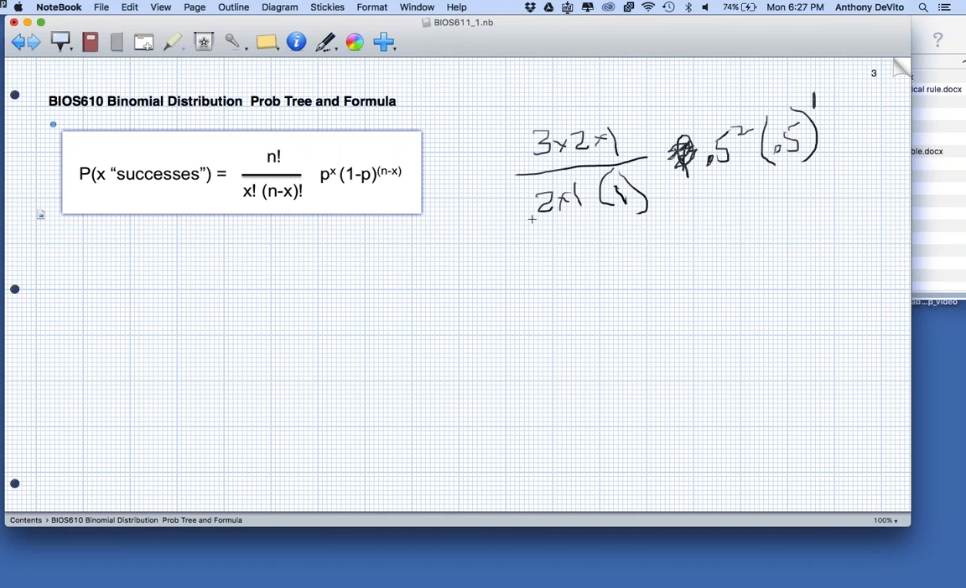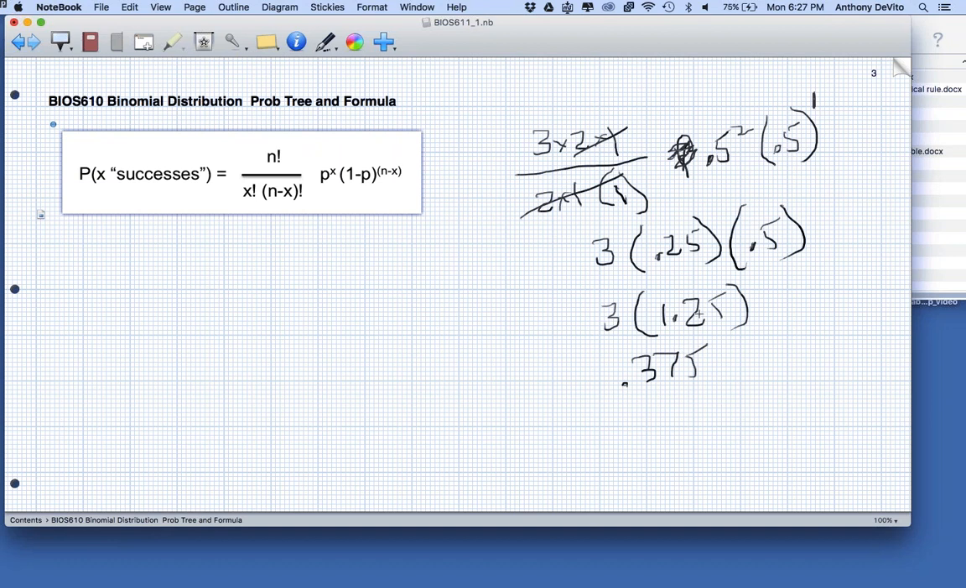So let's resolve this. First of all, 3 times 2 times 1 over 2 times 1 gives us 3, times 0.5 squared, which is 0.25, times 0.5 to the first power, which is 0.5. So what do we have here? We got 3 times 0.125, which is 0.375, right? Same outcome we got before.